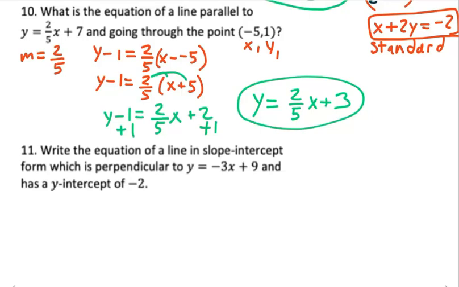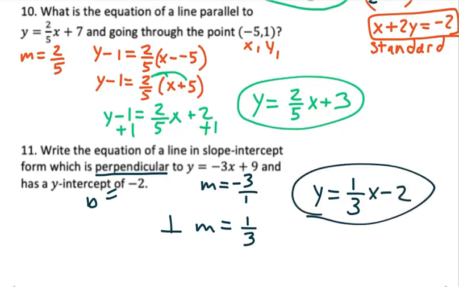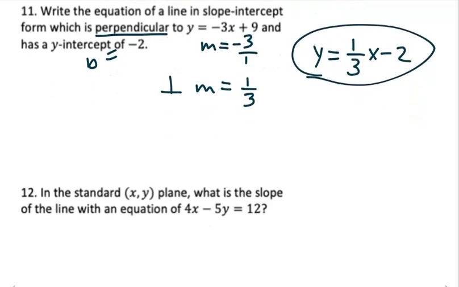All right, perpendicular lines. Perpendicular lines are lines that intersect at right angles. It works out that if you know the slope of a line, then the perpendicular line will have the opposite reciprocal slope. So opposite meaning change sign, reciprocal meaning flip. So this perpendicular line is going to have a slope of 1/3. And then they happen to give us the y-intercept this time. So slope-intercept, y equals 1/3 x minus 2. That line is perpendicular to the line that we're given, and it goes through the point negative 2 on the y-axis, the y-intercept.